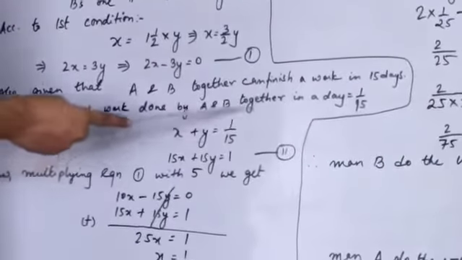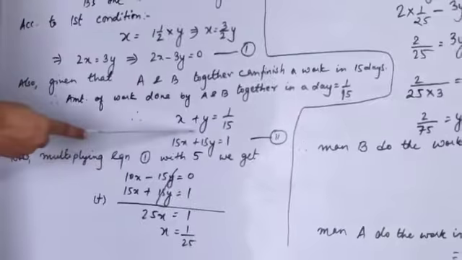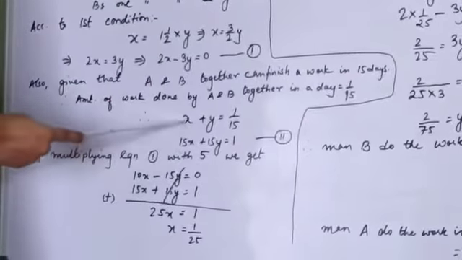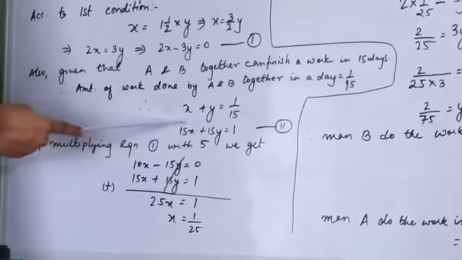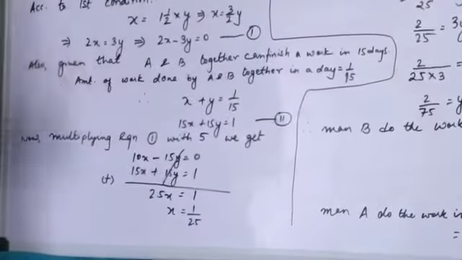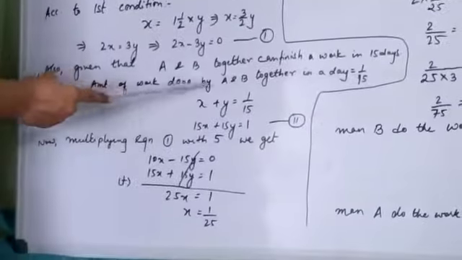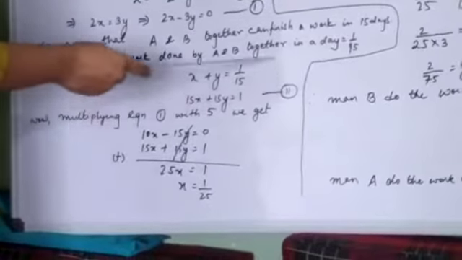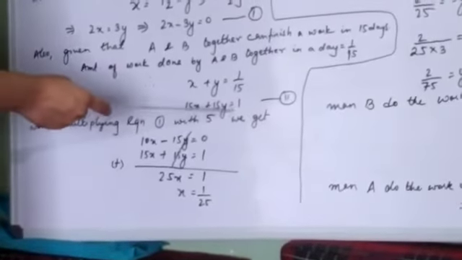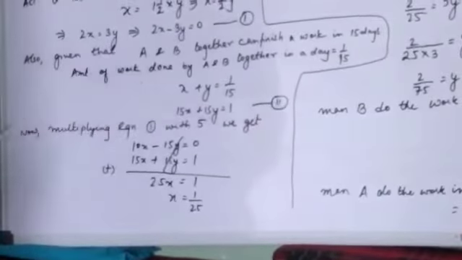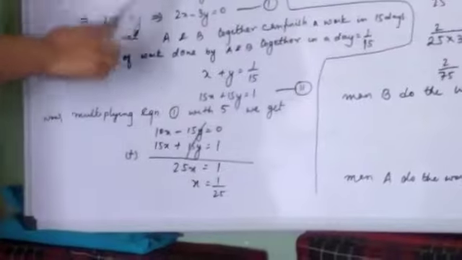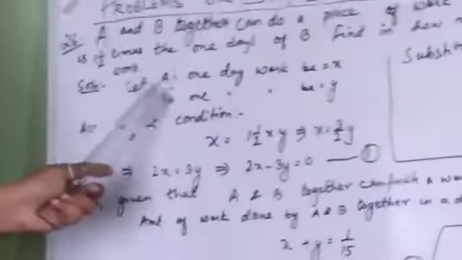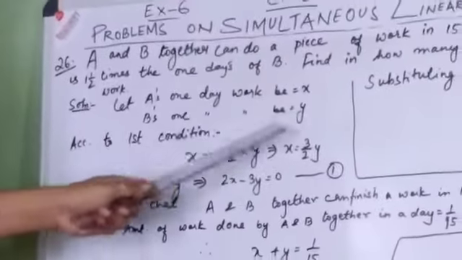So for A and B, I can use X and Y. So you get X plus Y is equal to 1 by 15, because A and B, when they come together for the work, they are taking 15 days to finish that work. This is actually the equation for 1 day. Now when you substitute, you get 15x plus 15y, which is equal to 1. I hope this much is clear to you, that we have taken the entire work done by A as X and B's work as Y.